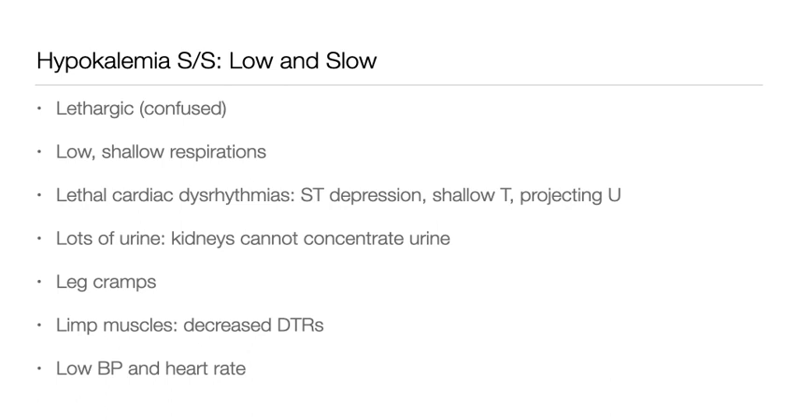You're gonna have lots of urine, so your kidneys are gonna be dumping that. We can't concentrate urine without the proper balance of potassium. You're gonna have muscle cramps, decreased muscle strength, or decreased deep tendon reflexes, as well as a low blood pressure and low heart rate. So let's look at the opposite now.